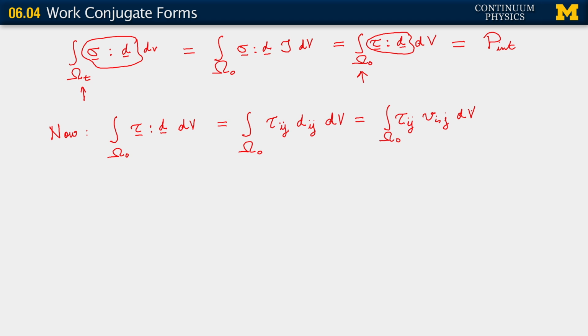Okay? All right? And I want you to think for a few seconds of why that last equality holds. Why am I able to replace the rate of deformation tensor with the spatial velocity gradient tensor? Okay. The reason is because, going into direct notation for brevity, we have that the spatial velocity gradient tensor is its symmetric part plus its skew symmetric part.